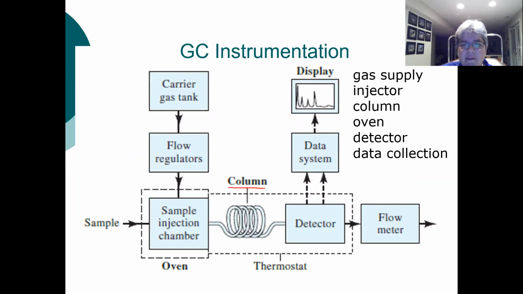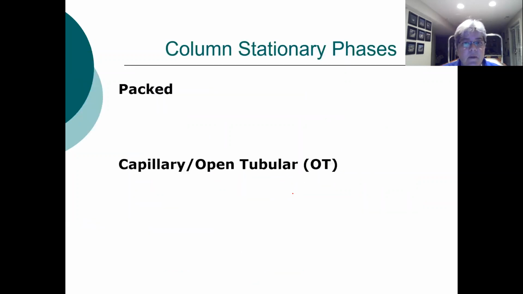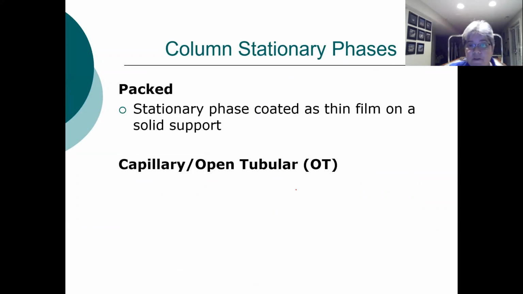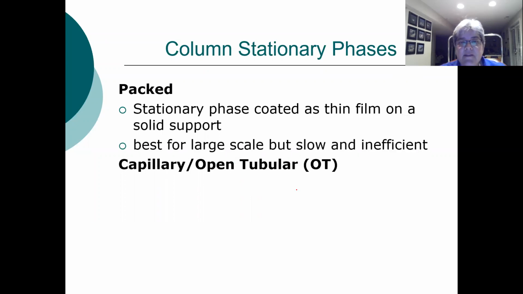We now want to go back and look at the column a little bit more closely. So as I said, 2 kinds of these columns, packed and open capillary or open tubular. So for packed, you have the stationary phase that's coated directly on a solid support. And these columns are best if you have a large scale separation, so big sample size. But these are also slower and less efficient separations.